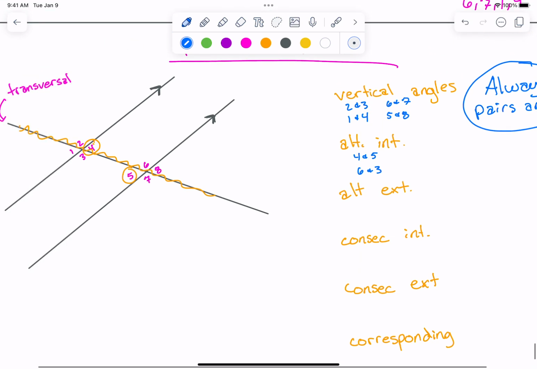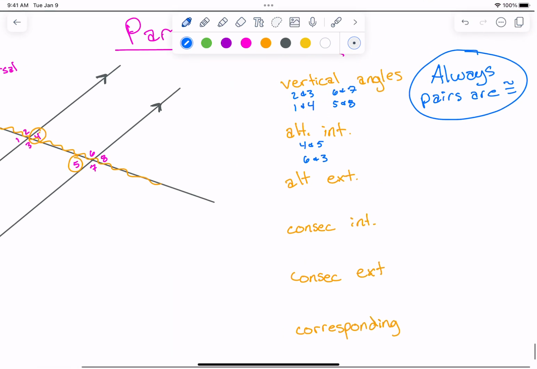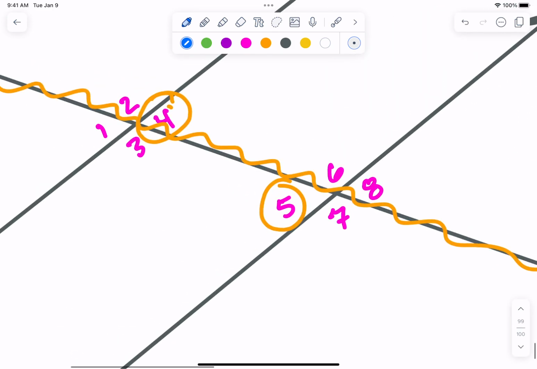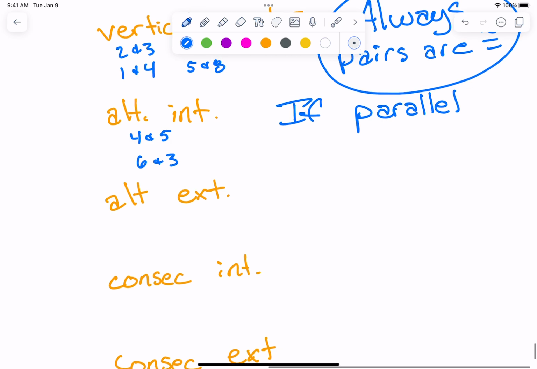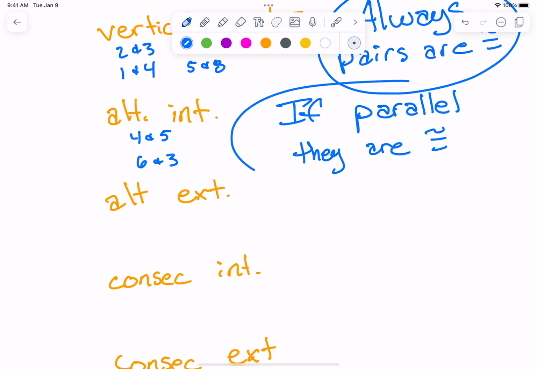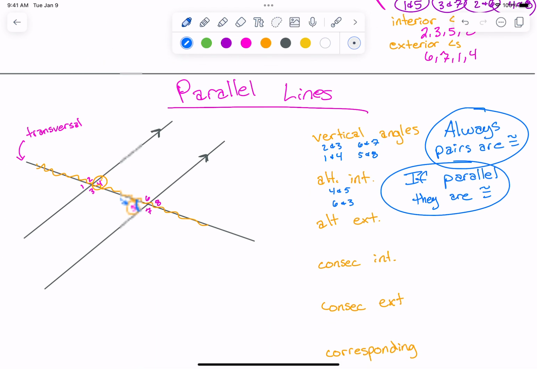Now, the fancy thing about these is that if the lines are parallel, what can we say about 4 and 5 and 6 and 3? Look at the angle between them. Like angle 4 is an acute angle. Angle 5 is an acute angle. They are going to be the same measure. So 4 and 5 are the same. Okay? So if the lines are parallel, they are congruent. Those guys will be the same measure. All right? As long as the lines are parallel.